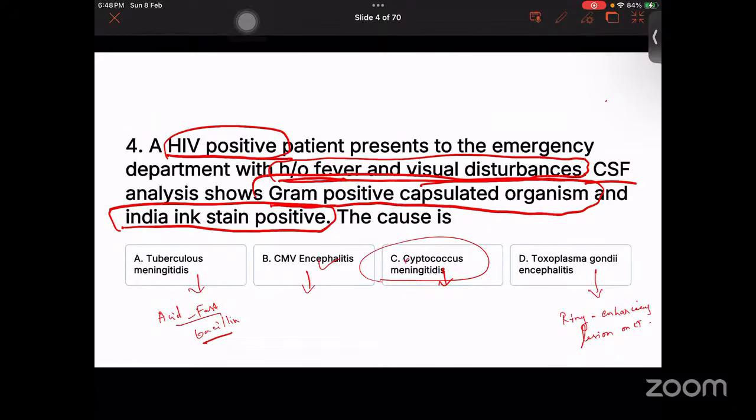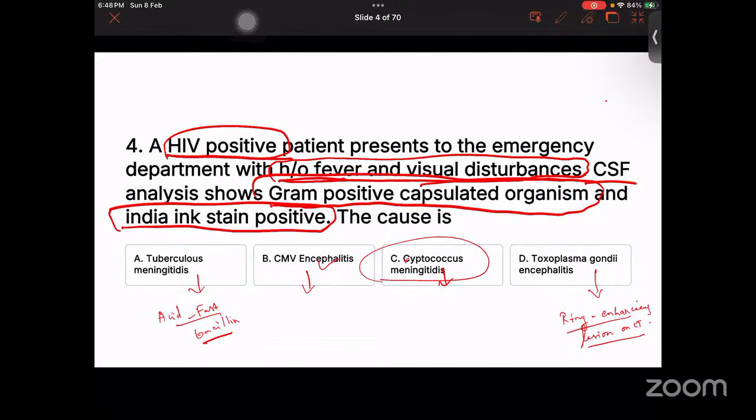So the options drive us to cryptococcus meningitis and toxoplasma gondii. With toxoplasma we see the ring enhancing lesion on the CT. So the correct option here is cryptococcus meningitis.